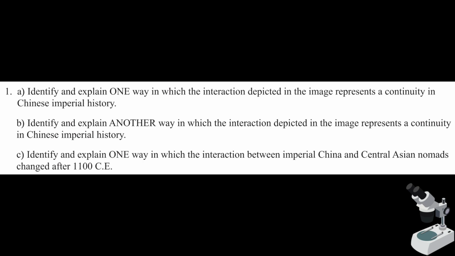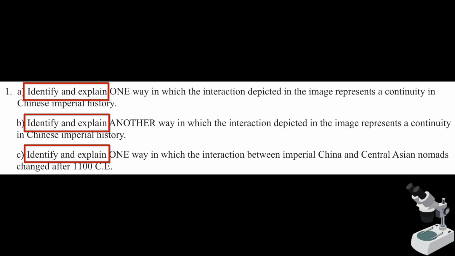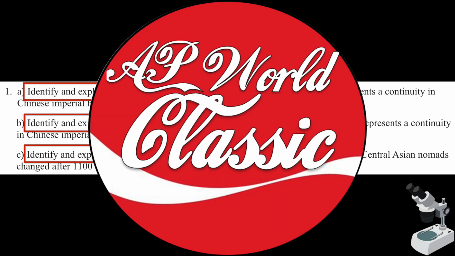I don't know how many of these you've done in class, but they don't really use identify and explain anymore. They'll use identify, they'll use explain, but they won't use identify and explain. So since 2018, they've all had that identify, explain. They haven't said identify and explain, but this is 2017, this is an older one, so that's fine.